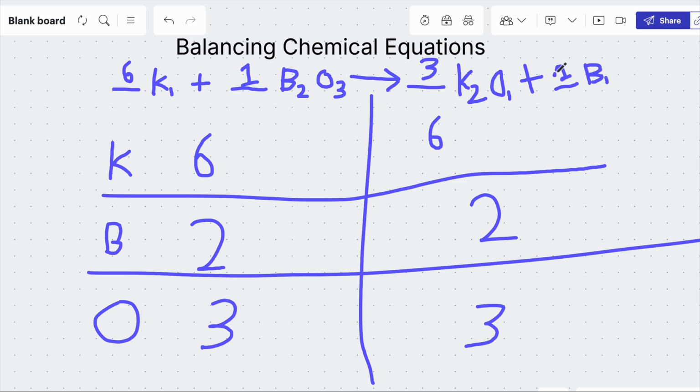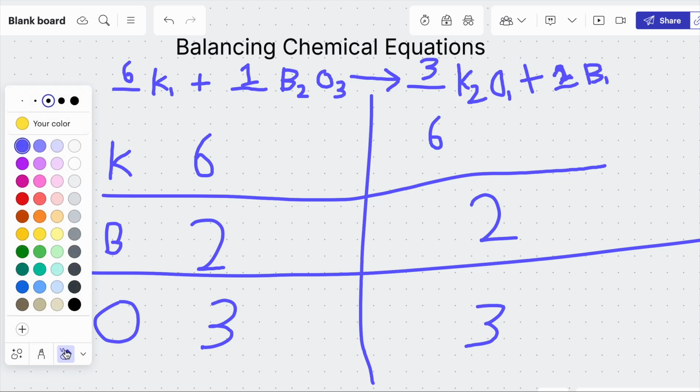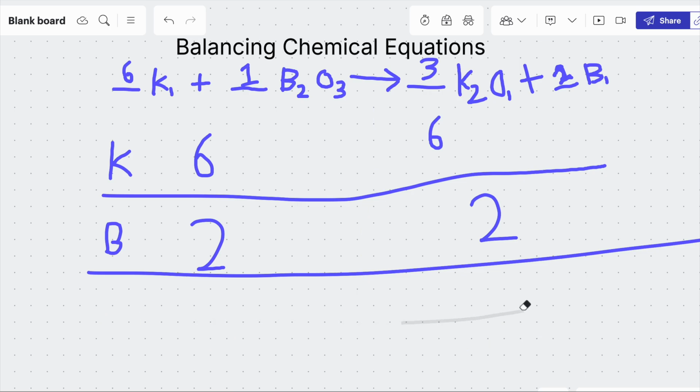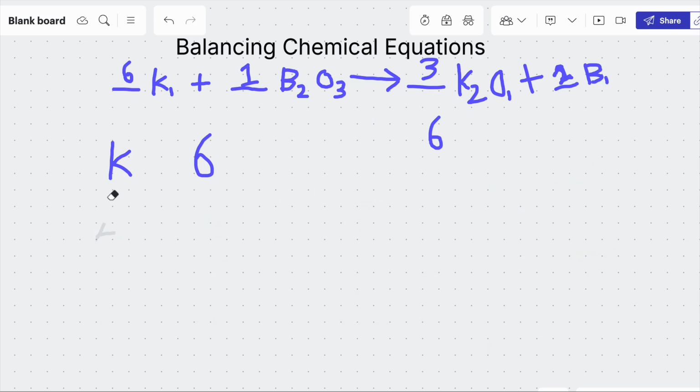Oh, that really looks like a 1. Okay. So we'll have 6 potassium plus 1 diboron trioxide makes 3 potassium oxide and 2 boron. Yeah, that is number 5. Next, I'm going on to question 6.